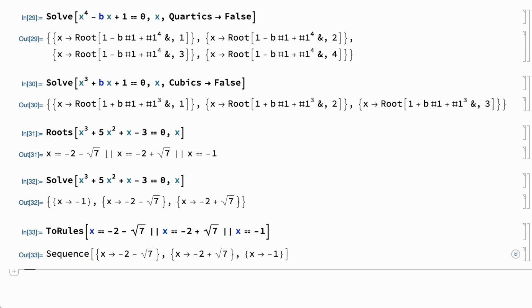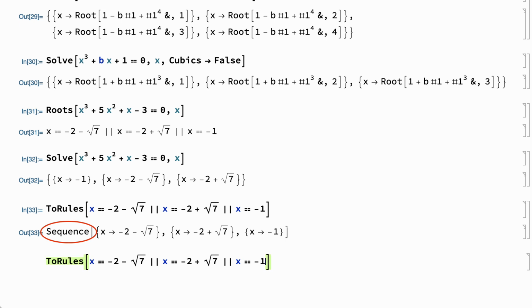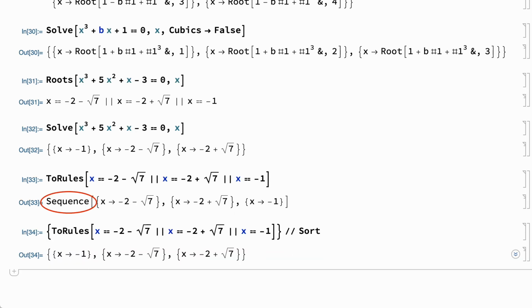ToRules actually returns a sequence expression, enclosing that sequence expression in a list, and using Sort to change the order gives a result that is the same as the result from Solve.